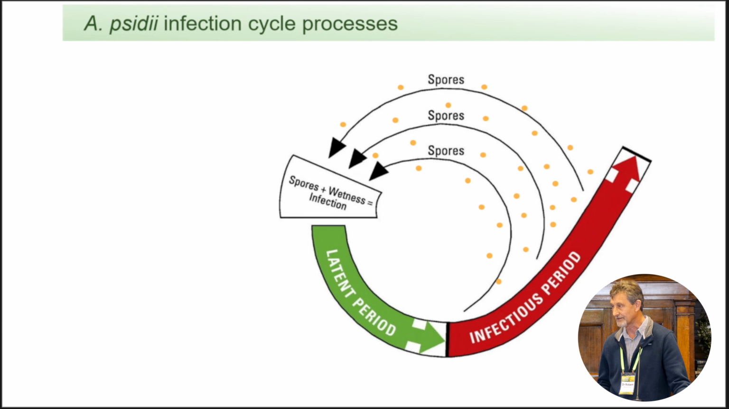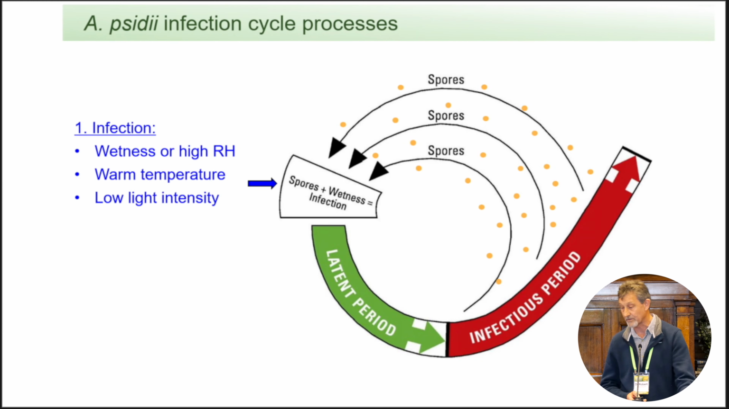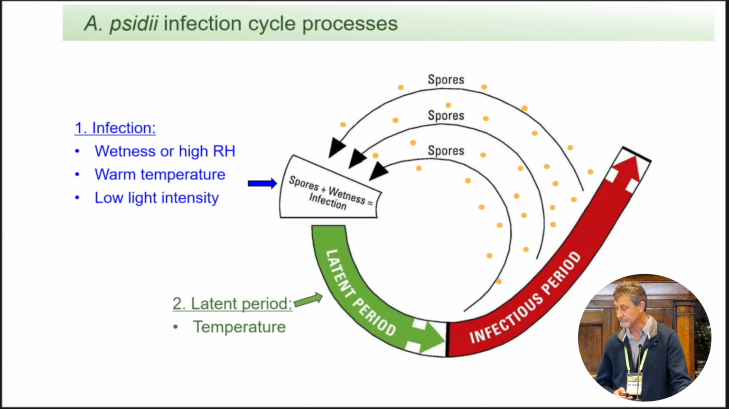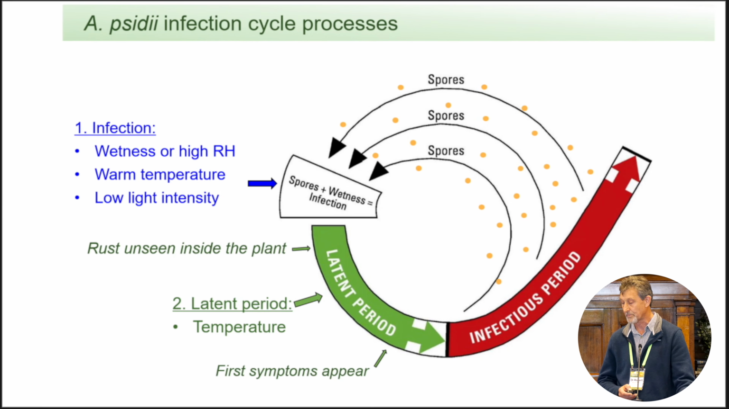So the infection cycle starts with infection, and that's favoured by wetness or high relative humidity. A period of humidity is required, and relatively warm temperature and low light intensity. So those are all things that favour infection. So following infection, the rust goes into its latent phase. The latent period is heavily influenced by temperature for a given species. It varies between species and probably within species too, according to levels of resistance, but it's very strongly temperature dependent.